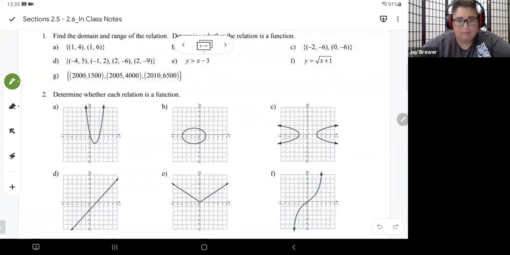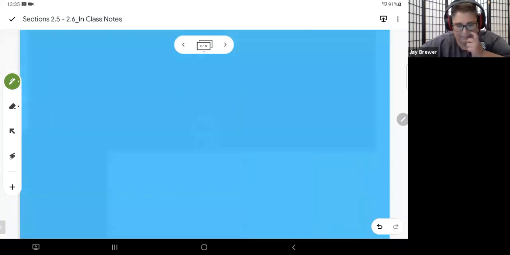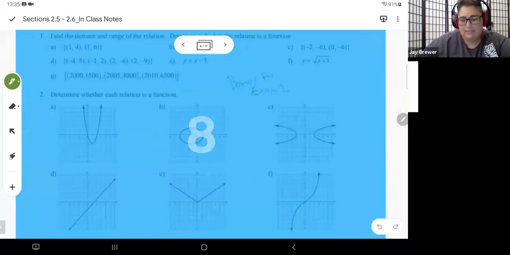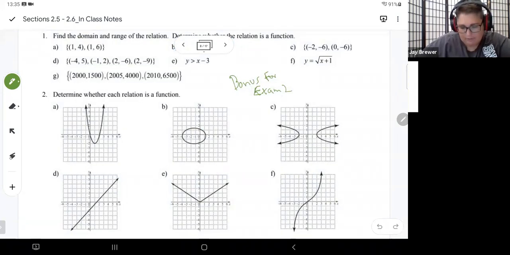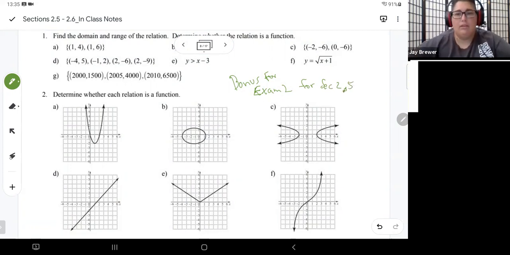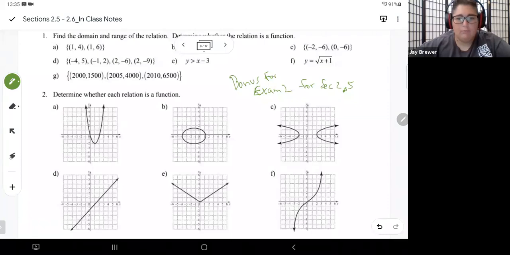So this is just a glimpse at what you guys will be working on if you decide to do the bonus for exam 2. It's already up on Canvas, and I will be adding to it. So that means this is the bonus for exam 2 for section 2.5. Okay, so I'm going to stop the video here, and then I will pick up on 2.6 in a moment.